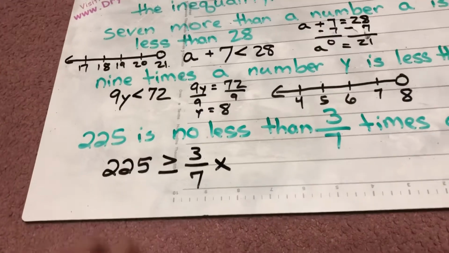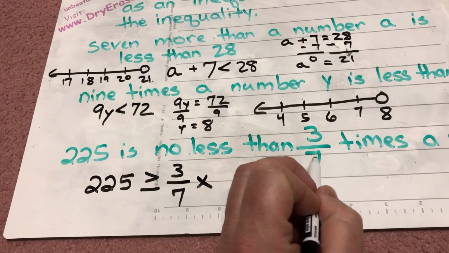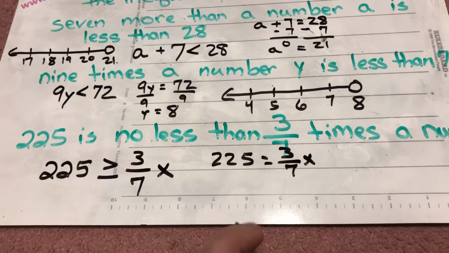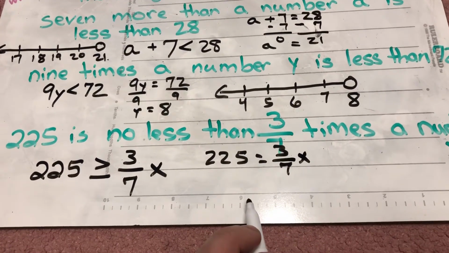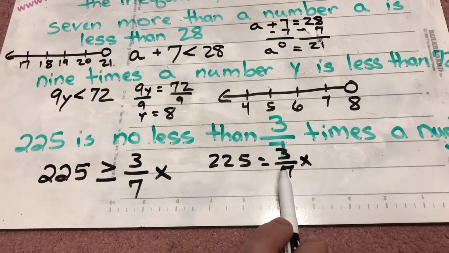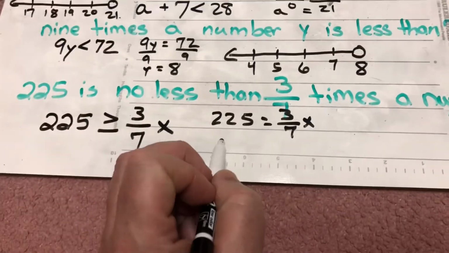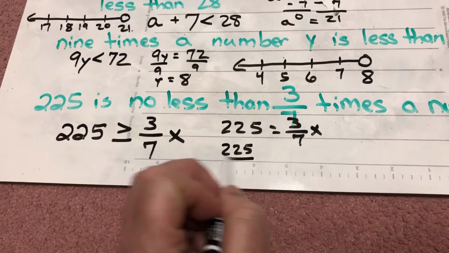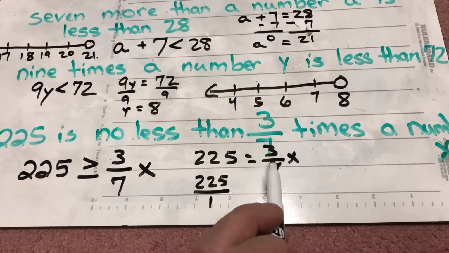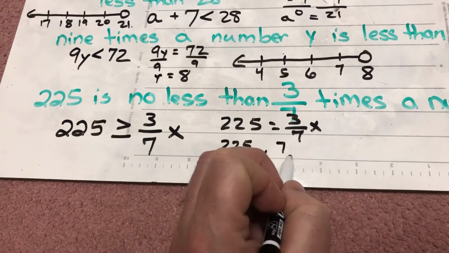Well, now I need to solve that, all right? So 225 equals 3/7 x, which basically tells me that x is going to equal whatever 225 divided by 3/7 is. So I have to isolate the variable by taking 225 over 1, and since I'm going to be dividing it by 3/7, I'm just going to go straight to multiplying it by 7/3.